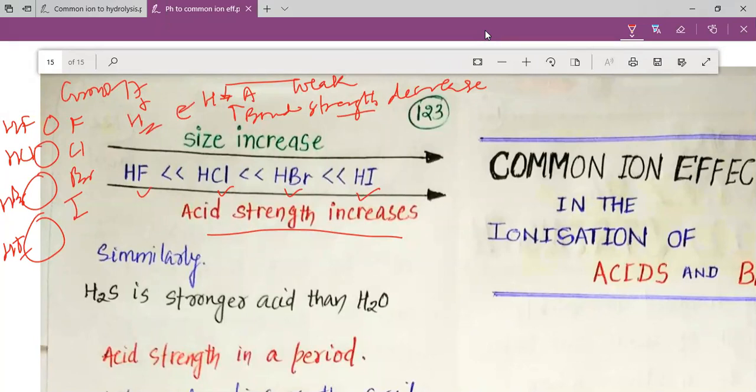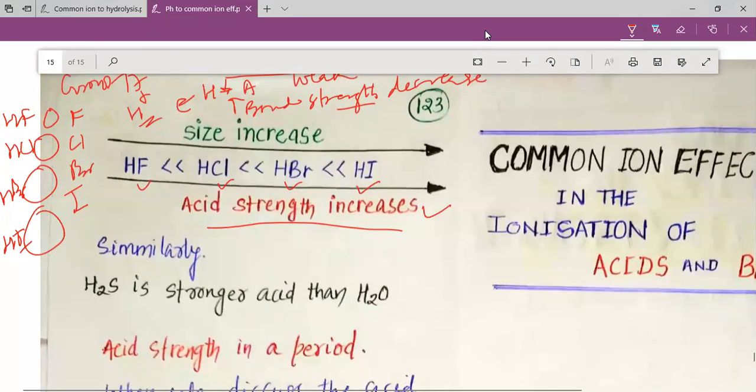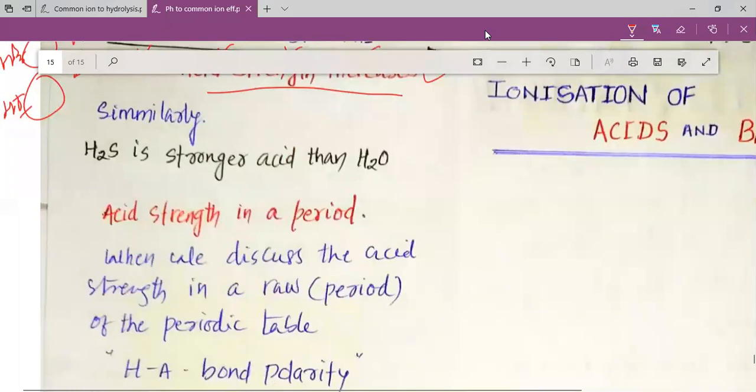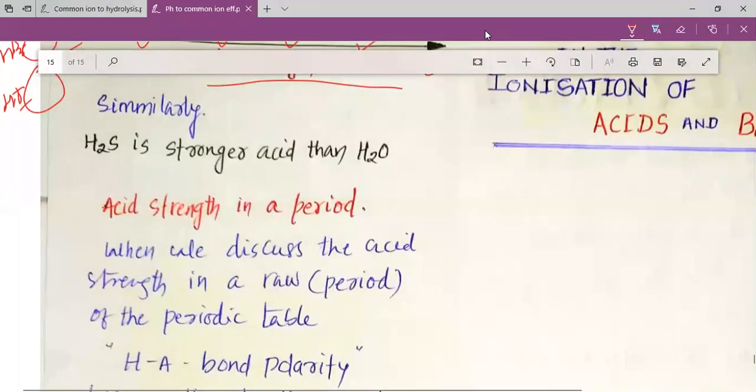As the size increases, the bond strength decreases, and as the bond becomes weaker, H+ can be easily released, and that is why the acid strength increases. So going down the group, my dear students, acid strength increases. There is one more example which is about H2S.